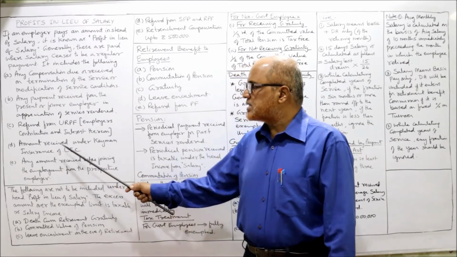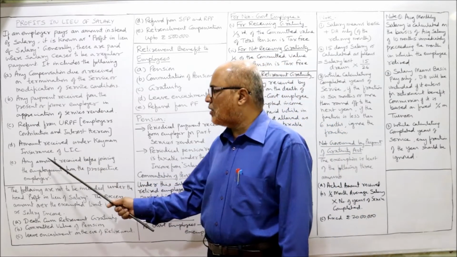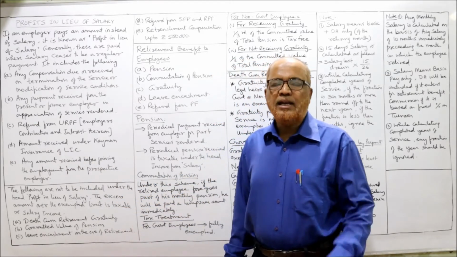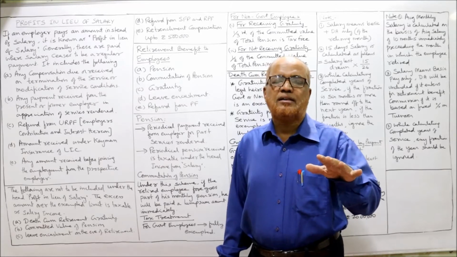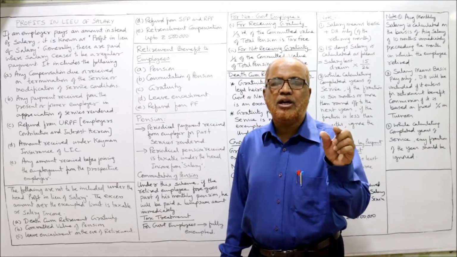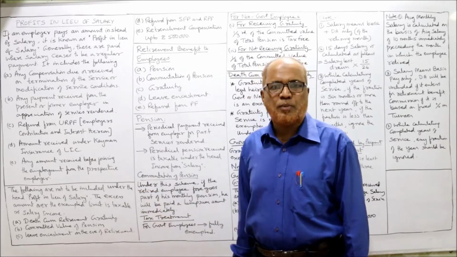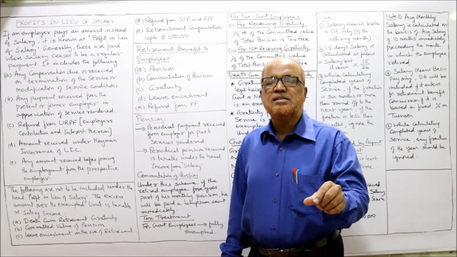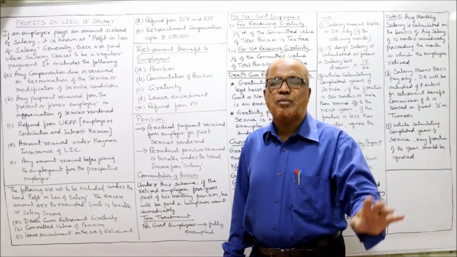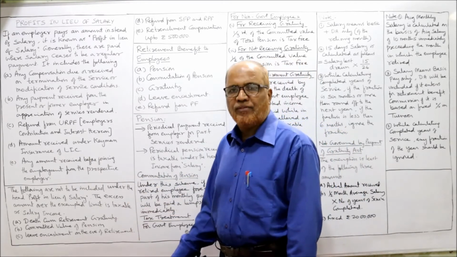When a person gets a refund from unrecognized provident fund, in that refund the employer's contribution and interest thereon is taxable. Next one is the amount received under a Keyman policy of Life Insurance Corporation. In Life Insurance Corporation, so many schemes are there. One of the schemes is Keyman insurance policy. If a person receives an amount under a Keyman insurance policy, that will be taxable under profit in lieu of salary.